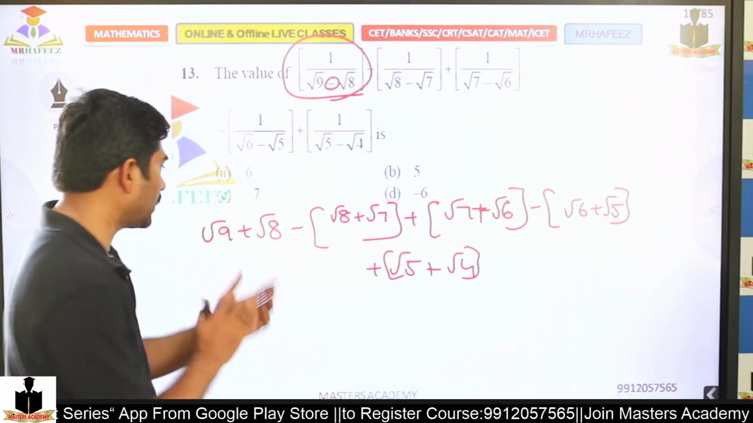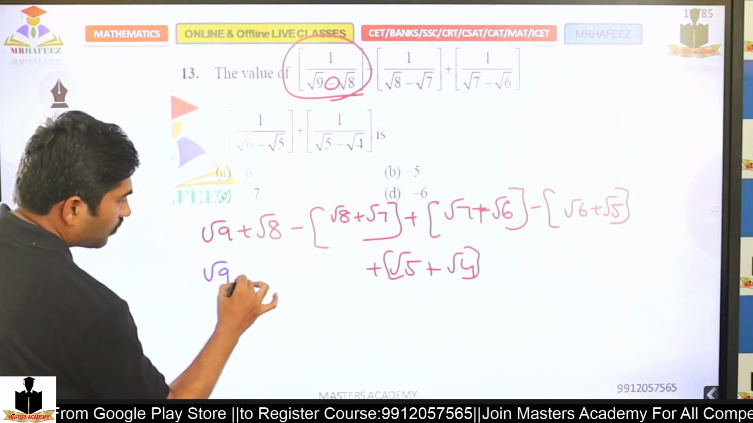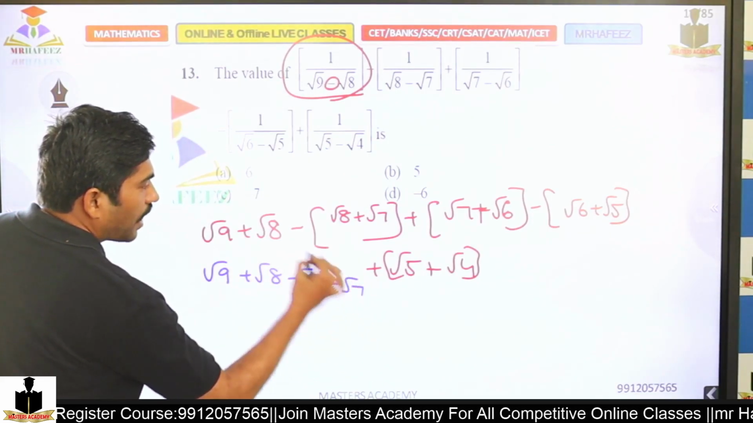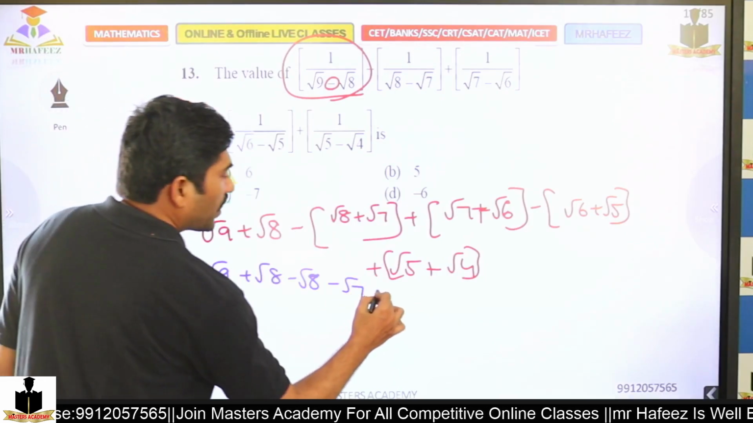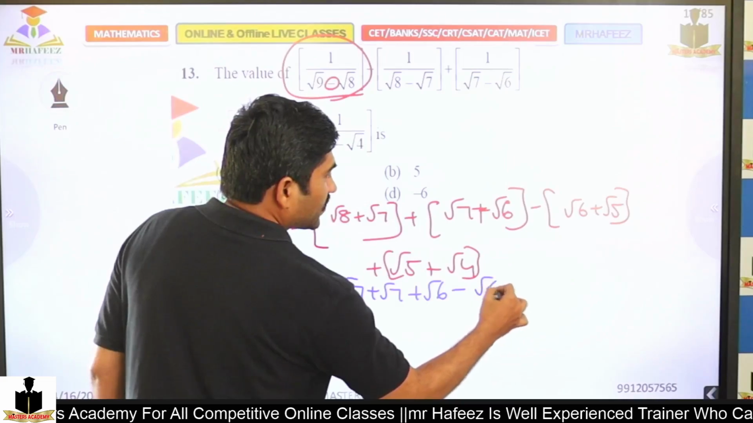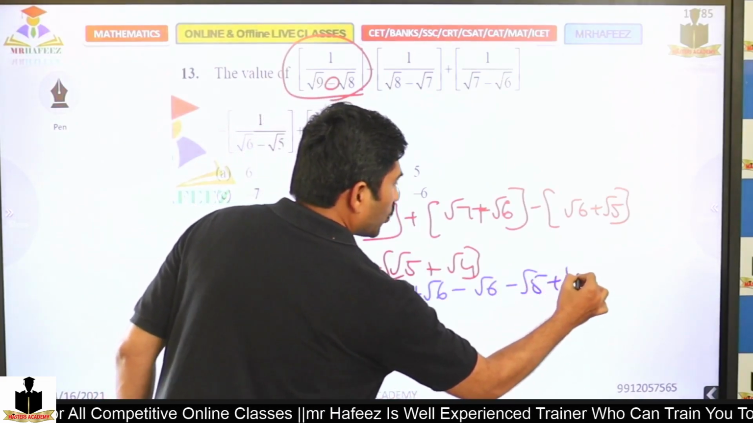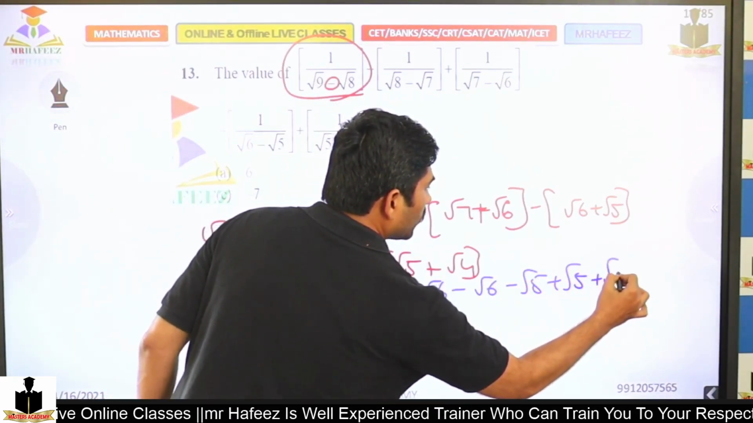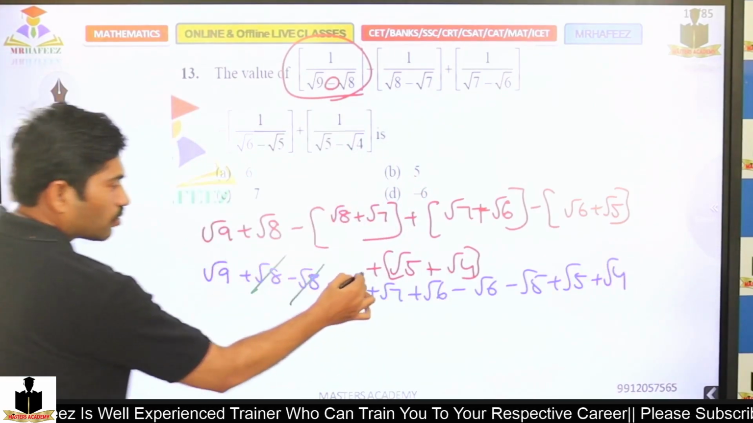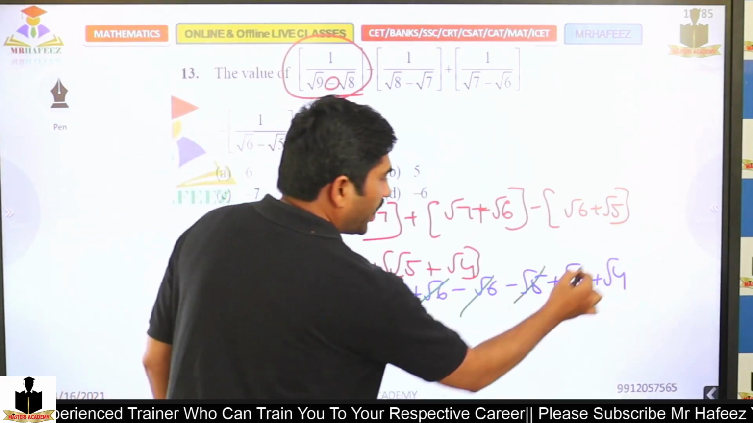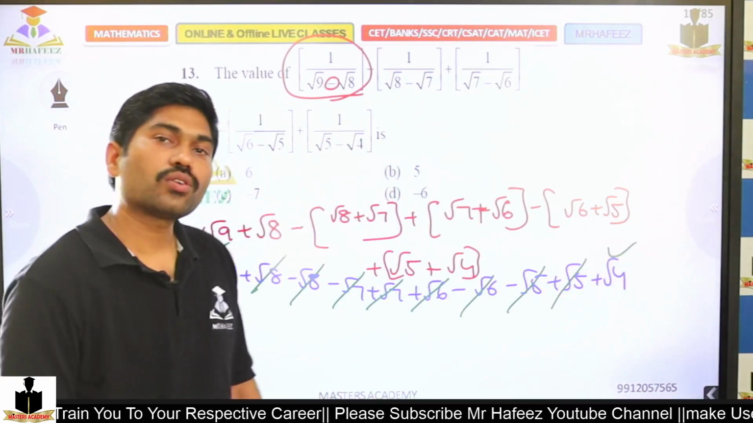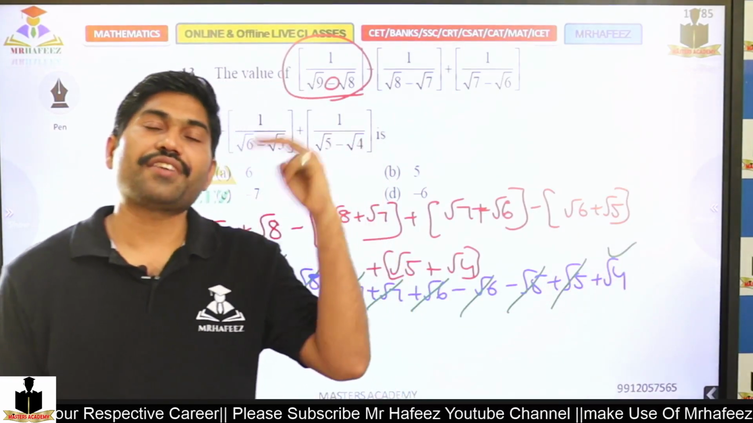Very good. Right. So now it's root 9 plus root 8 minus root 8 minus root 7. I multiplied with the help of a minus, plus root 7 plus root 6 minus root 6 minus root 5 plus root 5 plus root 4. So what about this? Root 8, root 8, root 7, root 7, root 6, root 6, root 5 will get cancelled. Finally, it's root 9 and root 4. Root 9 value is 3, root 4 value is 2. If I add, I'll get 5.